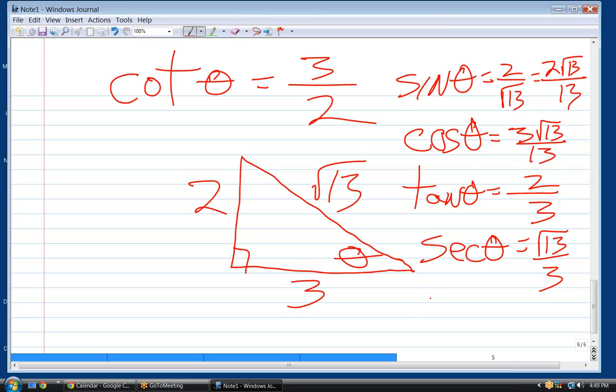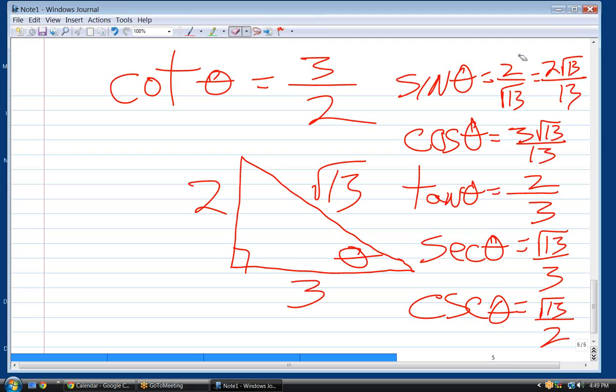And what's the cosecant of theta? I have to rationalize it really quick. No, you don't. Square root of 13 over 2. Oh, wait, no, you don't. I had that in unrationalized form. Yeah. Okay. That's the way you do those.